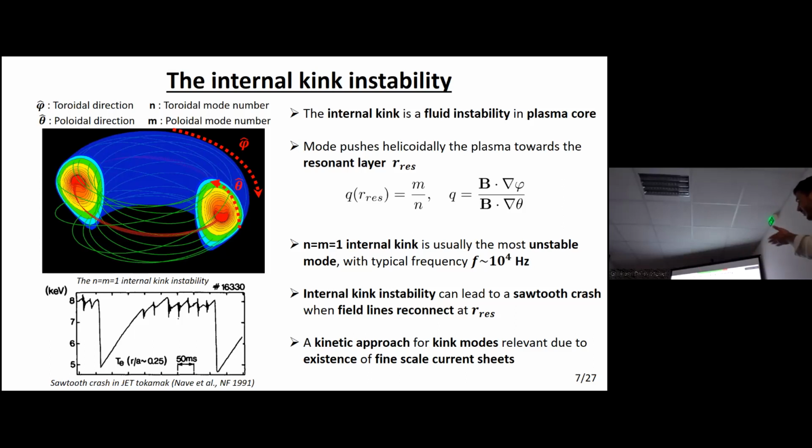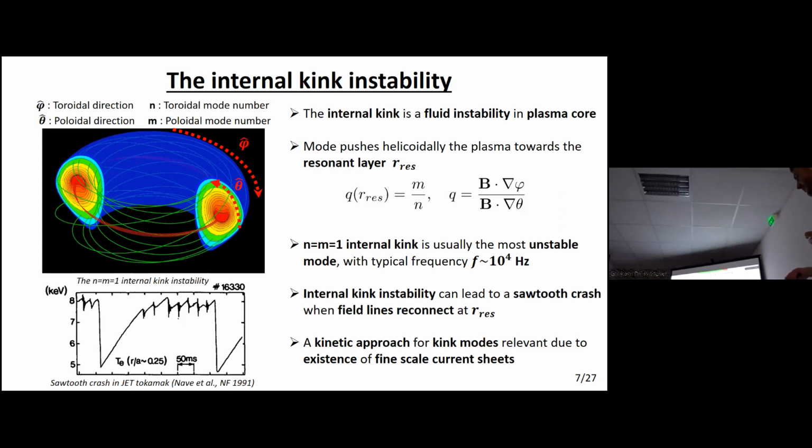So usually in tokamaks, the most unstable kink mode is the n=1 mode, with a typical frequency of 10 to the 4 hertz. And experimentally, this is problematic because it can create what we call a sawtooth crash. As the pressure builds up, you can have magnetic reconnection that will release all of the temperature and pressure out of the plasma.